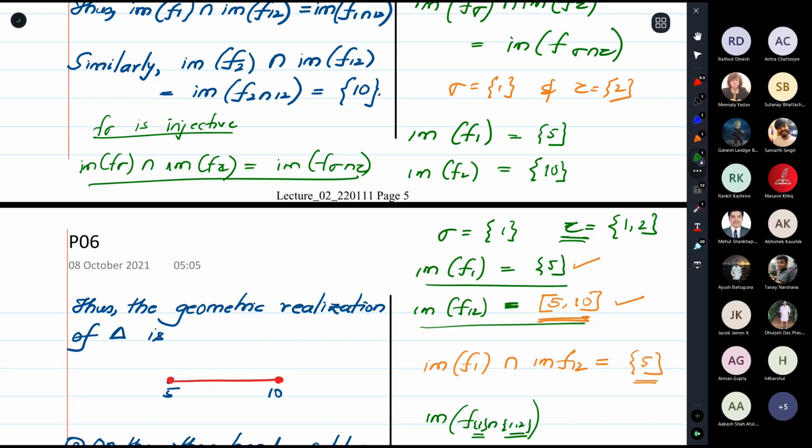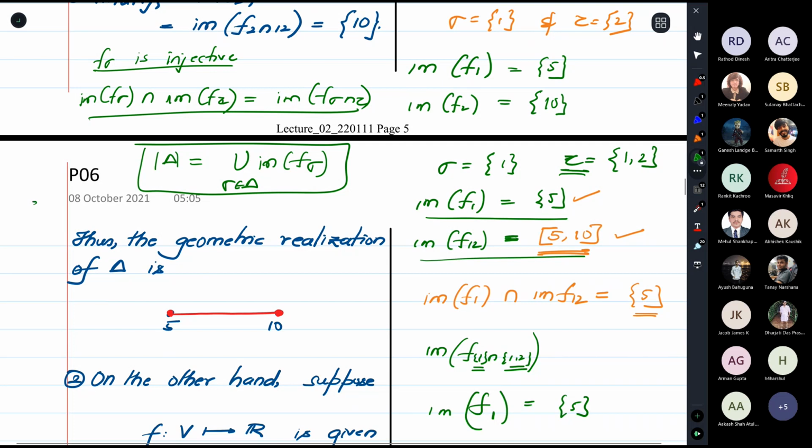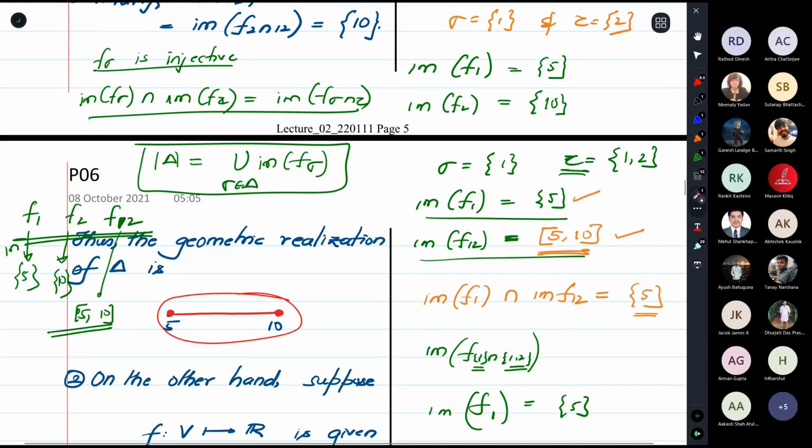And now let us draw the geometric realization. So what is the geometric realization of delta? This is the union of the image of f sigma, sigma in delta. So this is all I have to draw now. I have these three functions f1, f2, f12. The image of f1 is the singleton set 5, the image of f2 is the singleton set consisting of 10, and the image of f12 is this closed interval 5, 10. So I have to take their union, and I hope you agree that I will end up with something like this.